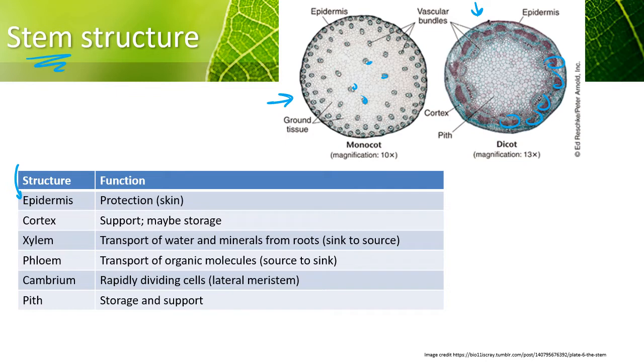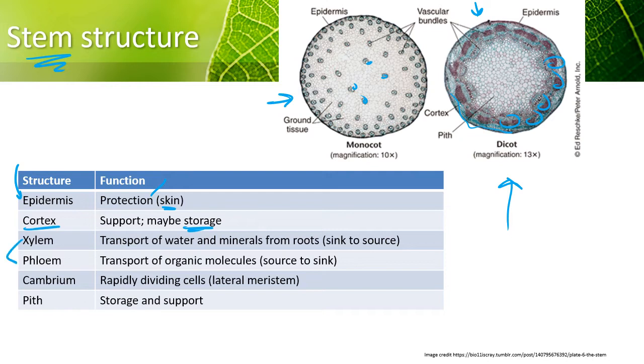We have the epidermis. The epidermis is on the outside. It's going to function as protection. It's basically the skin of the stem. And I'm focusing more on the dicot structure. So we have some cortex, which is going to support the plant. That cortex sometimes will store minerals, water, some sucrose.